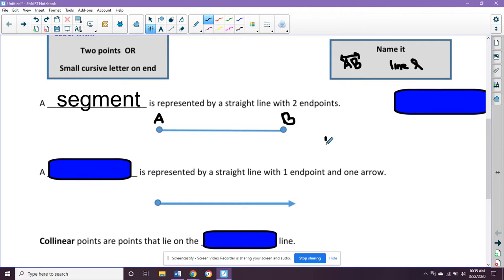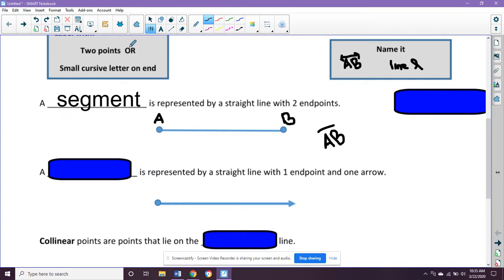We still have to name it. So this is line segment AB. Before, if it was just a line, we had the line above with the arrows. Here we're just going to draw a straight line above. And that's represented as a line segment AB.